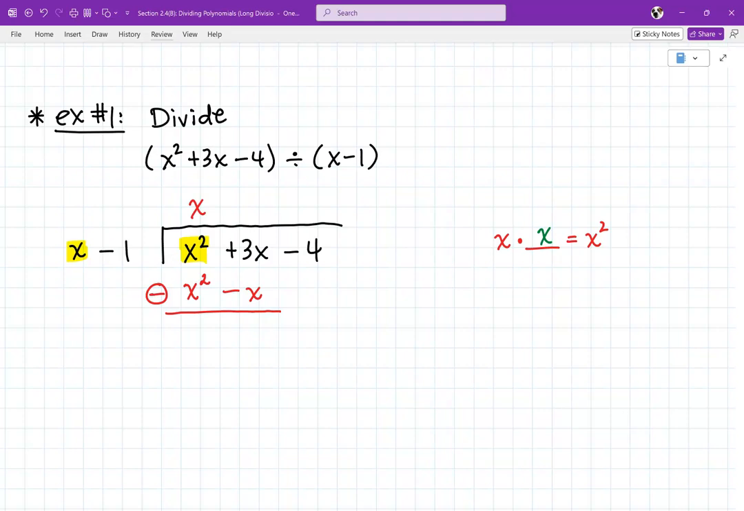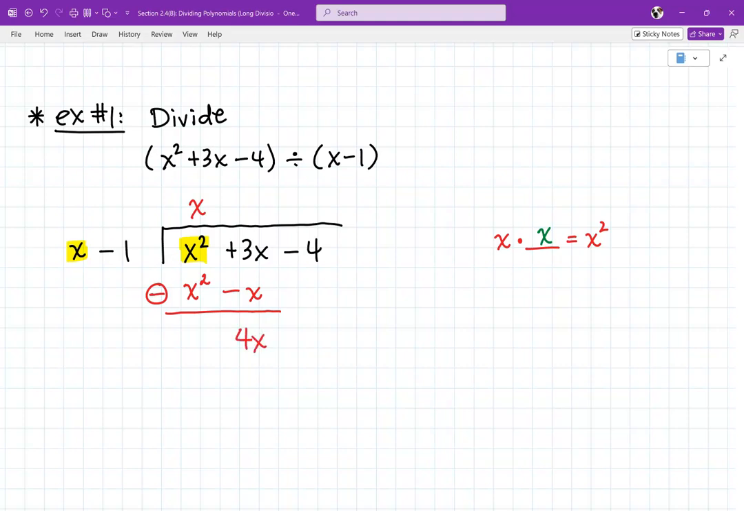Okay? But what about 3x minus negative x? That's kind of tricky. Minus a negative means plus, right? So 3x minus a negative x is 3x plus x. That's 4x. So I'm going to put 4x right here.